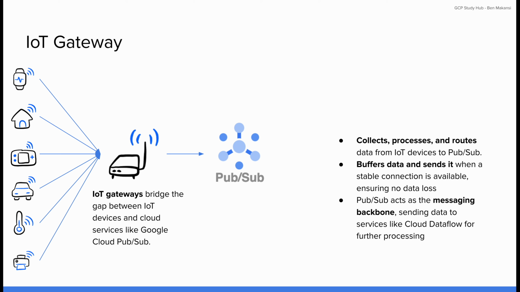This kind of setup could easily show up on the exam, so it's important to understand how IoT gateways work, their role in bridging IoT devices with cloud services like PubSub, and the benefits they provide for scalability and reliability in large-scale IoT deployments. Okay, those were a couple of common architectures that you could see with PubSub and could be tested on the exam.